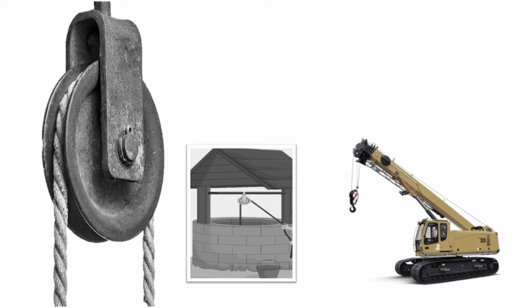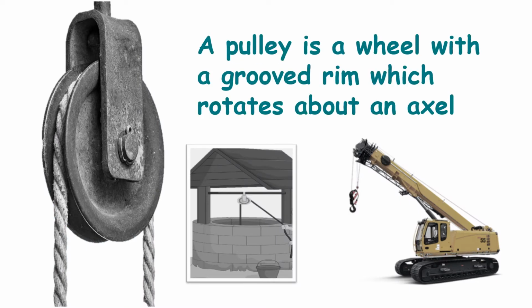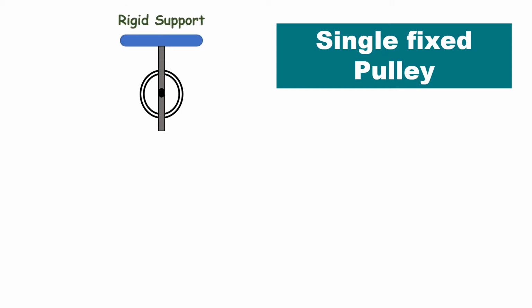A pulley is nothing but a wheel which has a grooved rim and which rotates about an axle. You might have seen pulleys in cranes and in construction sites. As I told you, a fixed pulley, or a pulley, is a wheel with a grooved rim which is capable of rotating about an axle which is fixed to a rigid support.